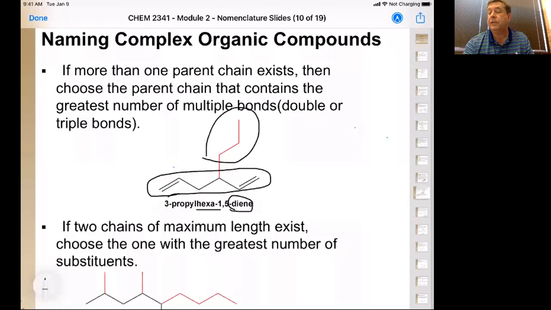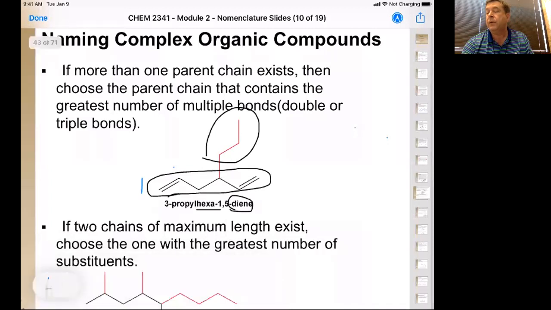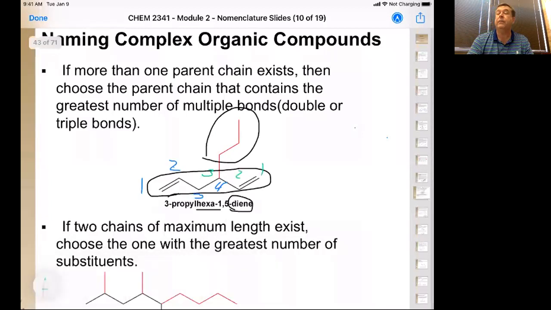Now we have to number these, of course. If we numbered from this side 1, 2, 3, 4, our substituent would be on the 4. But if we numbered 1, 2, 3, our substituent would be on the 3. Now notice, because both of the alkenes are at the end, we can number from either side, but we have to include both of them in that name. So that's what gives us our 3-propyl hexa-1,5-diene.